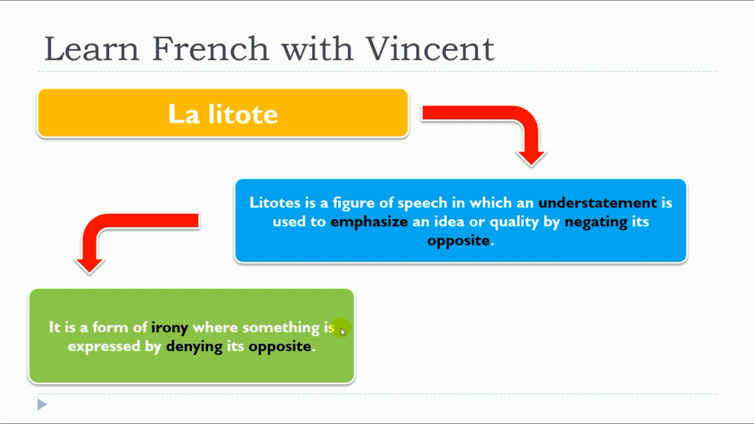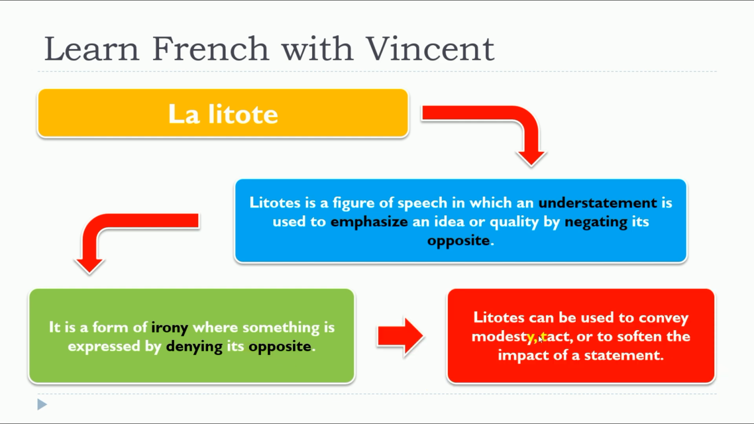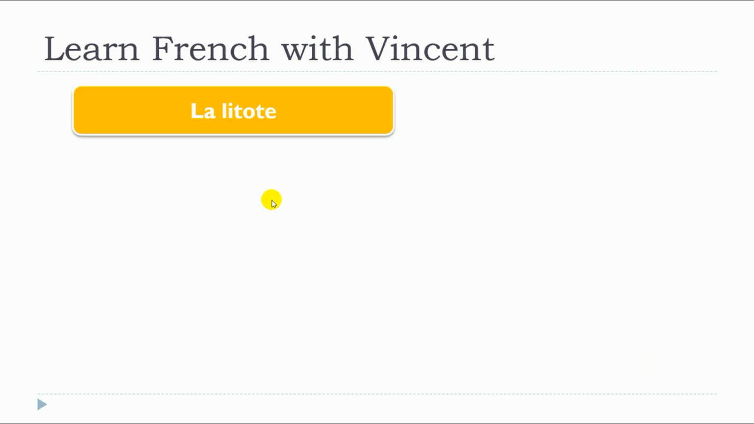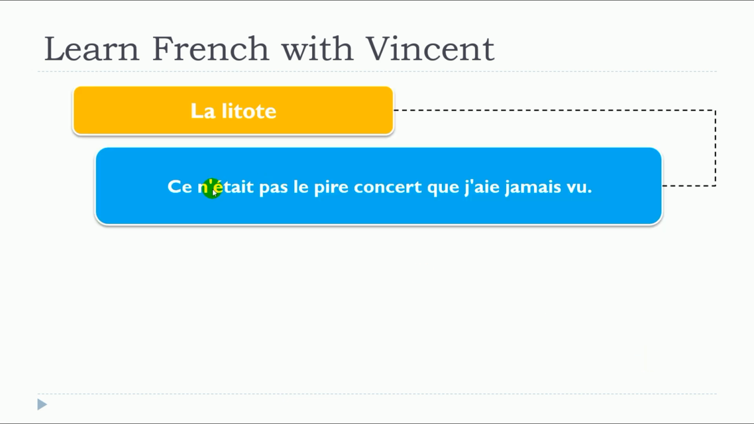It is a form of irony where something is expressed by denying its opposite. Litotes can be used to convey modesty, tact, or to soften the impact of a statement. So let's have some examples of la litote.